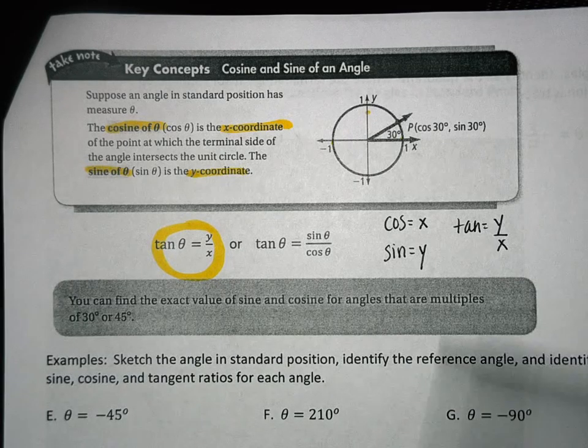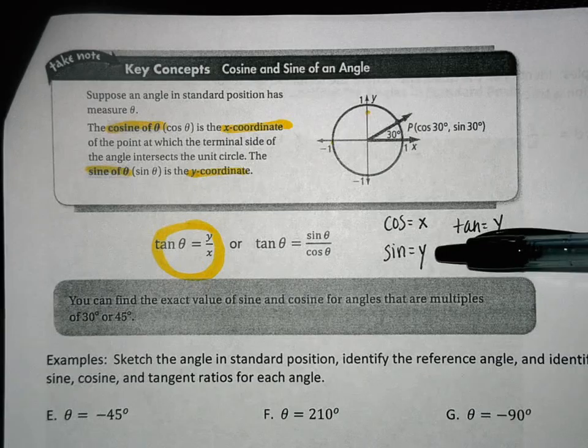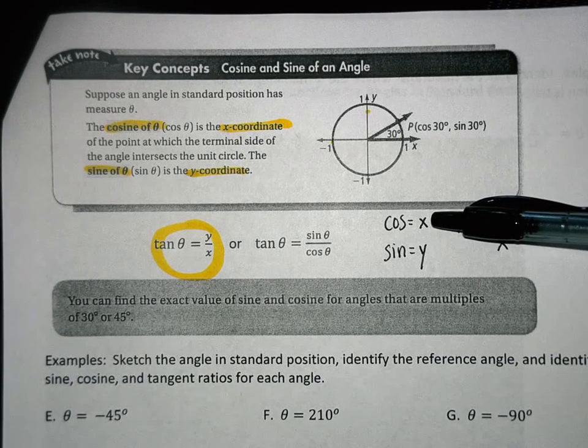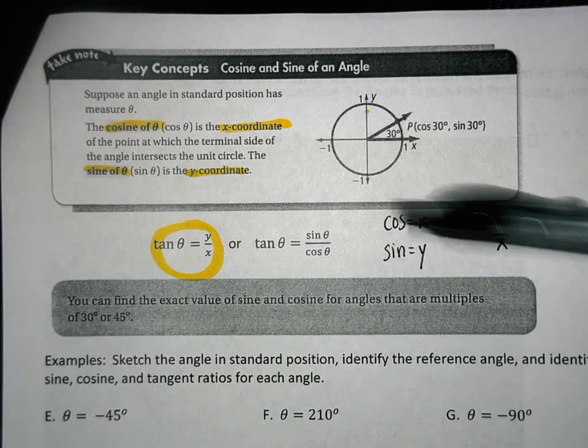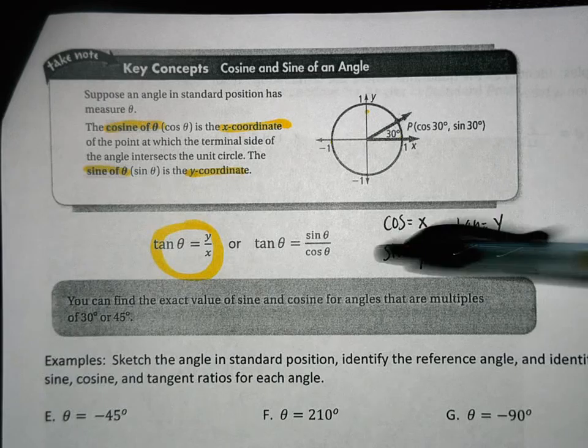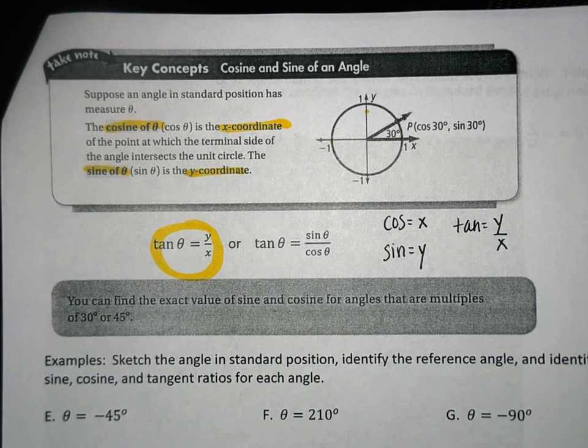Remembering that cosine is x and sine is y. X comes first before y, correct? C is before S in the alphabet. So cosine is with x, sine is with y. That's how I personally remember it. You might have a better idea. If you do, feel free to share it, but I'm just telling you that's how I remember them. Okay.